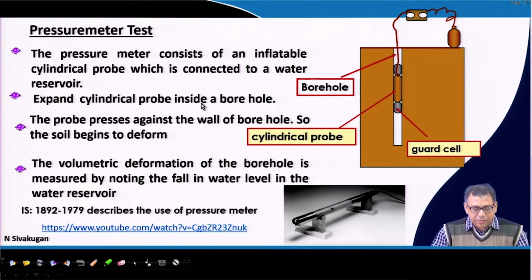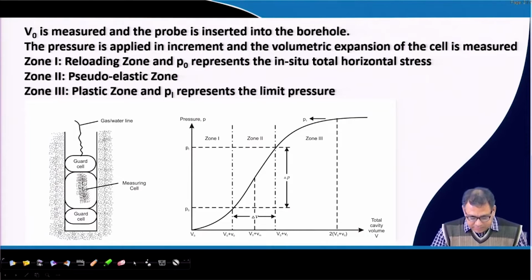We place this cylindrical probe inside a borehole, then when you apply the pressure, the soil begins to deform and the probe volume increases. So, we measure basically a pressure versus volume plot. The volumetric deformation of the borehole is measured by noting the fall in water level in the water reservoir. That means we measure the fall in water level, or basically the pressure and the volume change. This is the plot that you will get from the test.